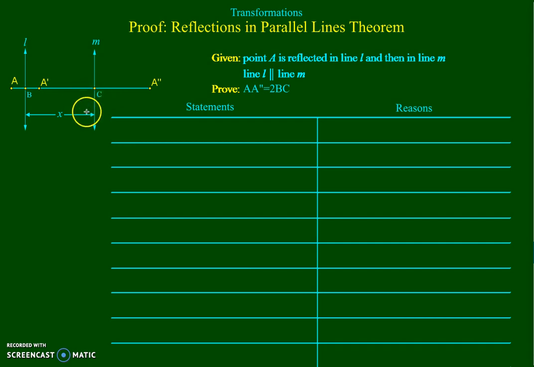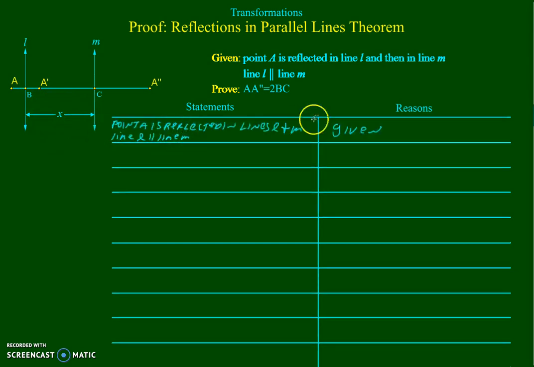First thing we're going to do is write in our givens and move on from there. So here's a restatement of our given. Now to begin with, I want to use the fact that in the definition of a reflection, segment AB is congruent to A prime B, and segment A prime C is congruent to segment A double prime C. So that's the first thing I'm going to take advantage of.